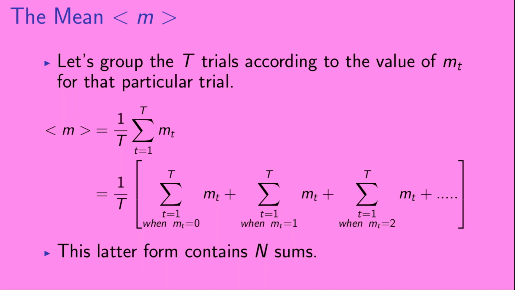So we have that the mean value of m is equal to 1 over t times the sum over the trials of mt. We now rewrite that as 1 over t times a series of sums. The first sum is the sum over all trials of mt, but only including those trials where mt was equal to 0. The second term is the sum over all trials of mt, but only where mt was equal to 1, and so on. So this latter form contains n sums.